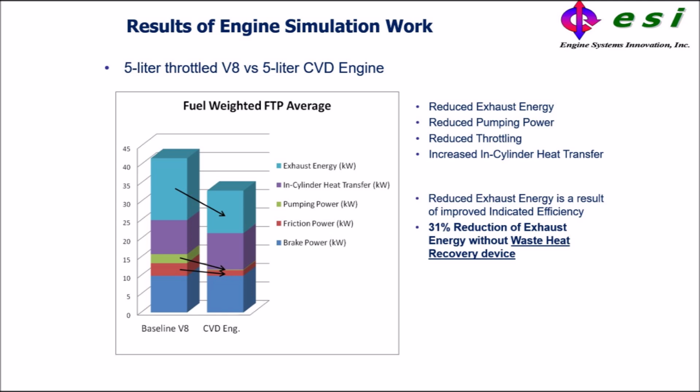This chart quantifies this precisely, as we see a comparison of losses of the CVD and the conventional V8 over the federal test cycle. The biggest reduction of inefficiency is in waste heat. The reason for this is the improved thermodynamic efficiency, or indicated specific fuel consumption. This is due to retention of the effective expansion ratio of the engine at part load.